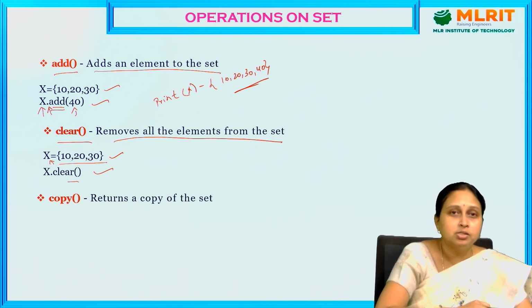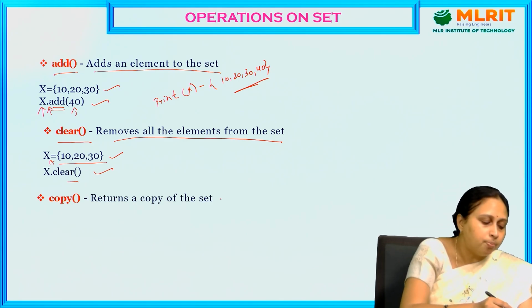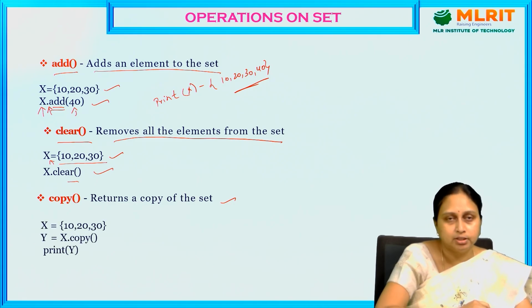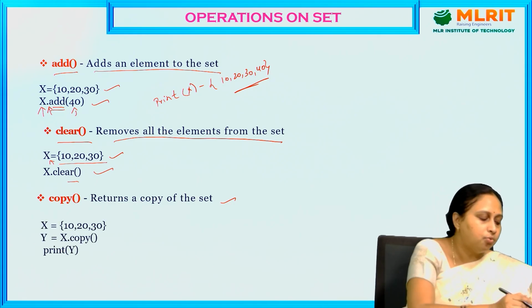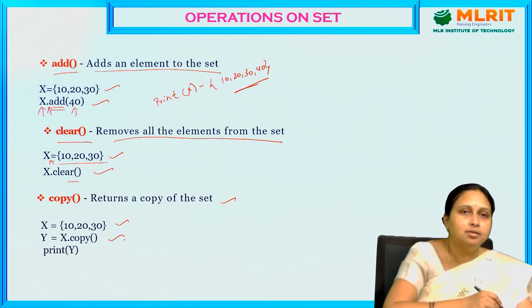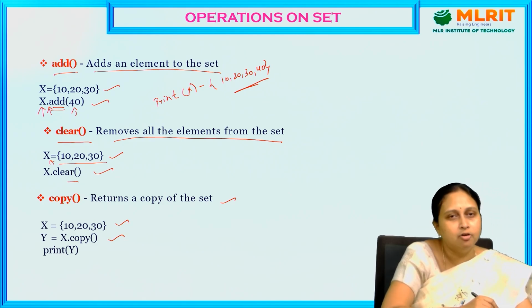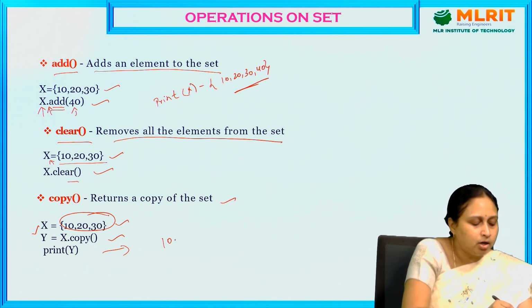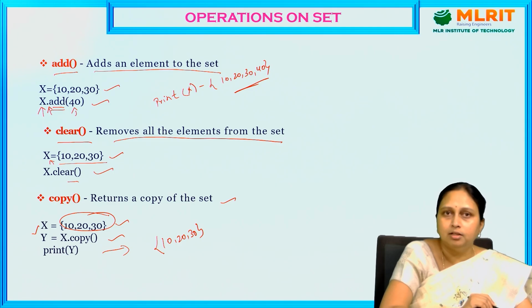And the next one is copy. It returns a copy of the set. When you want to use the copy function, first we need to have a set created, and it will be copied into another variable called y. When I print y, a copy of x will be copied to y, so the same elements 10, 20, 30 will be printed. You can say that this may again not be in ordered form.